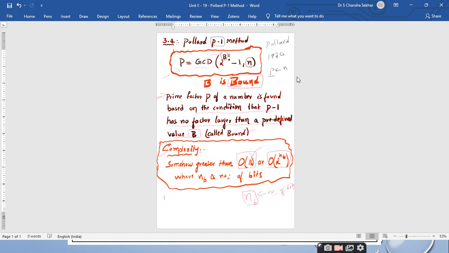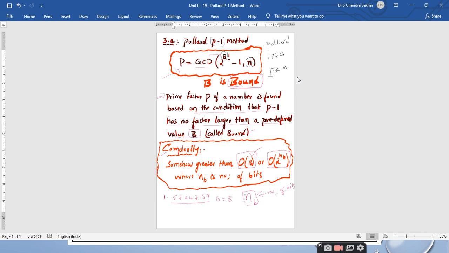Let us take an example where you want to factor a number like 57247159. These are all examples which are given in the textbook itself, right? I am following the textbook. So this is the number that is given and I want to find the factors. And let us take the bound value as 8.